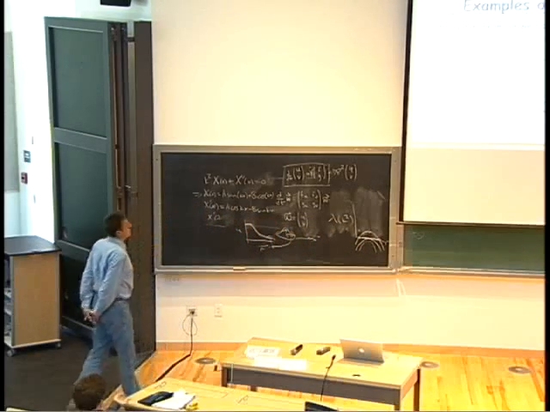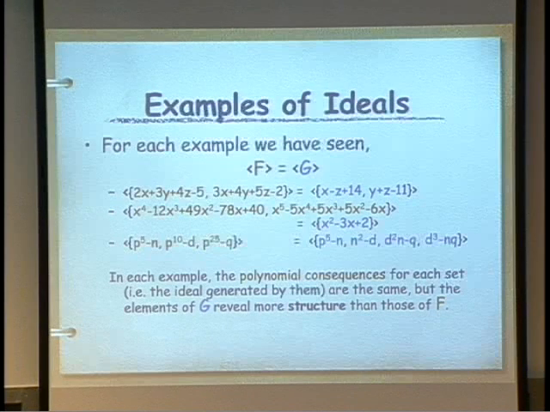Here are some examples of ideals. So in the examples that we've seen, the input set, brown F, and the output set, blue G, were equivalent in the sense that they generate the same ideal. So in the Gaussian elimination example, I had these two linear polynomials in x, y, and z, and they generate the same ideal. Their set of polynomial consequences is identical to the polynomial consequences of blue x minus z plus 14 and y plus z minus 11. So in that sense, the brown input and the blue output are identical.